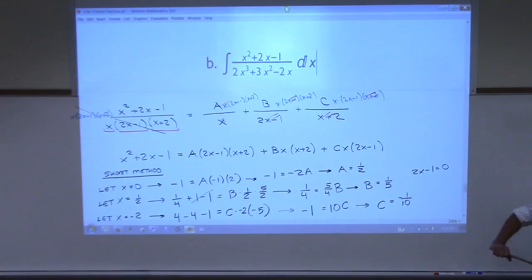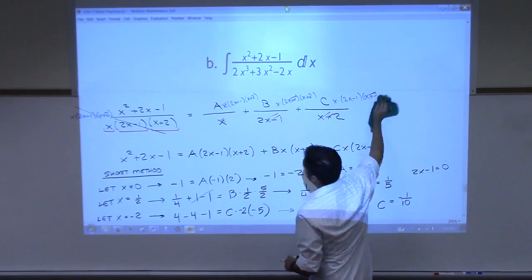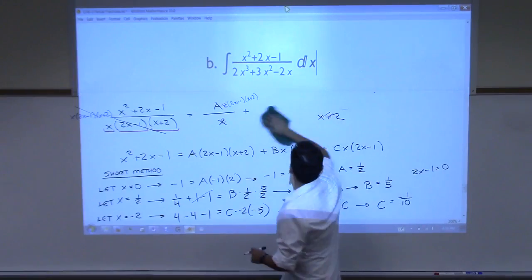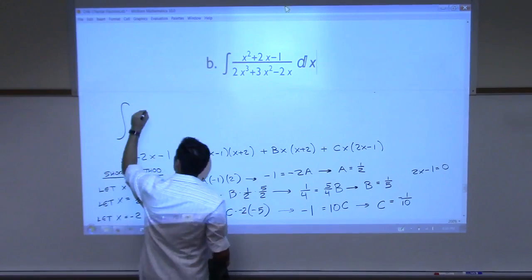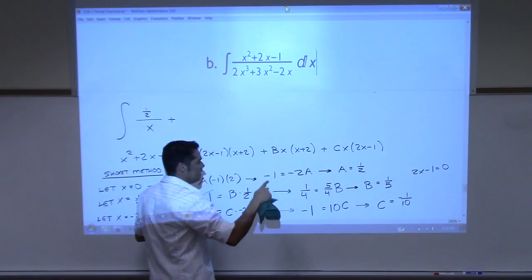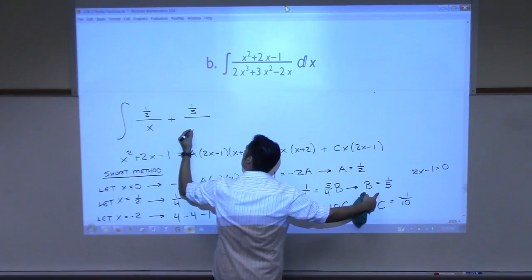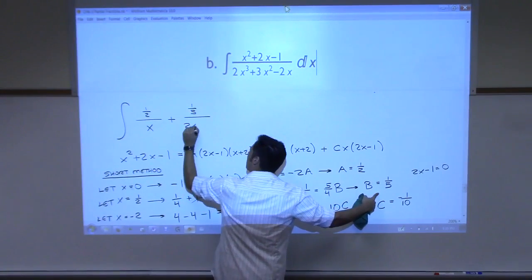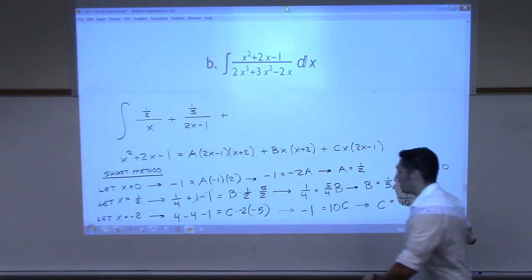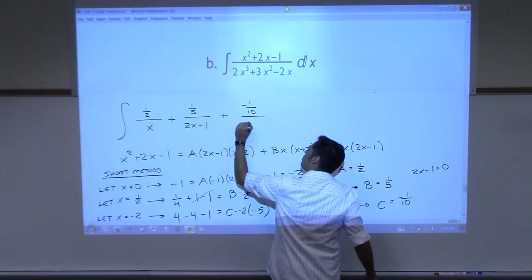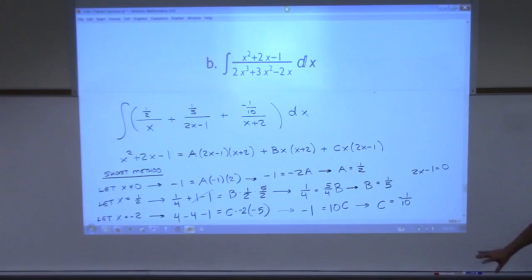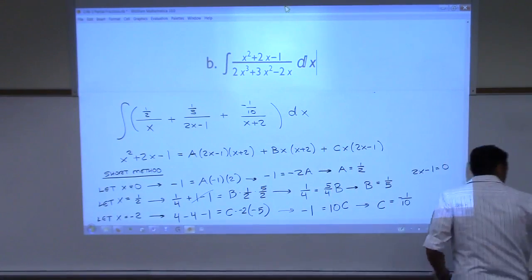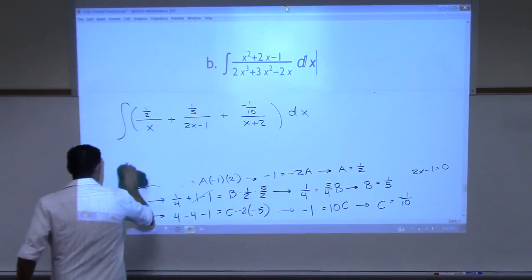There we go. I've got 1 minute. I'm going to finish the problem. So this integral up here becomes, and you got to remember what A was over, B was over, and what C was over. This integral becomes the integral of A over 1/2 over x plus B, which was 1/5 over, what was the second factor? 2x minus 1. And then finally plus c, which was negative 1/10 over x plus 2 dx, right? So I have partial fraction decomposition on this integrand. It turns into this. And now I'll peel out constants, and I'll be there.